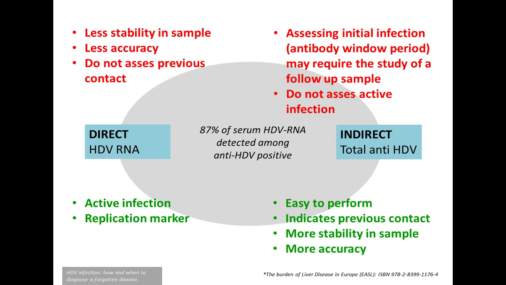Regarding total antibodies anti-Delta virus, the interpretation of results of these antibodies in case of a very recent exposure may require the study of an initial and a follow-up sample. Although this parameter does not assess active infection, we know, because it is said in the literature, that more than 80% of cases with positive antibodies have also RNA detectable.